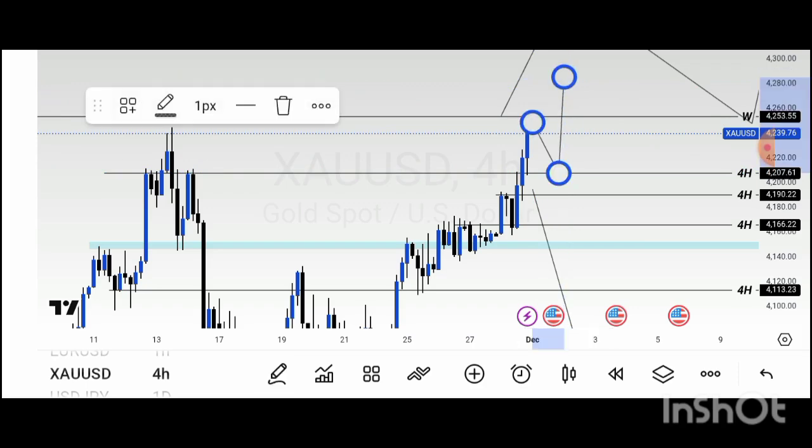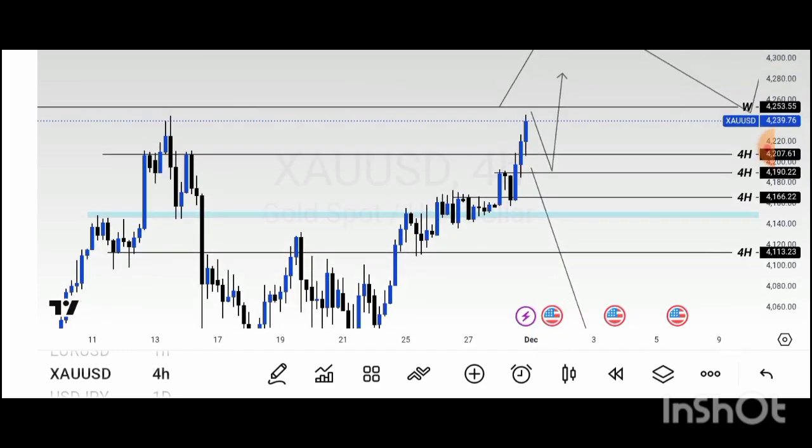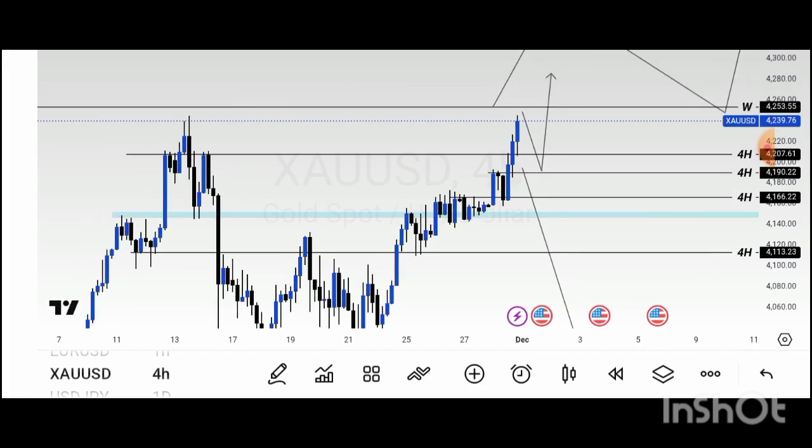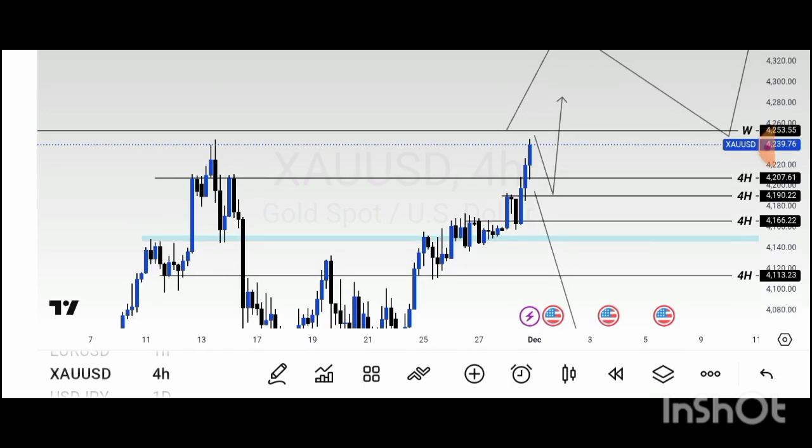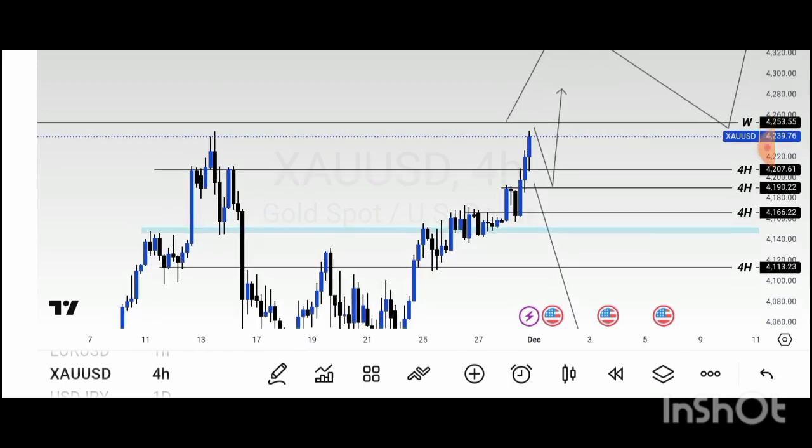All right, we'll continue buying, but I'm not very sure I'm going to do that. The reason is because this market touched a weekly key level. But anyway, let's see how it goes.